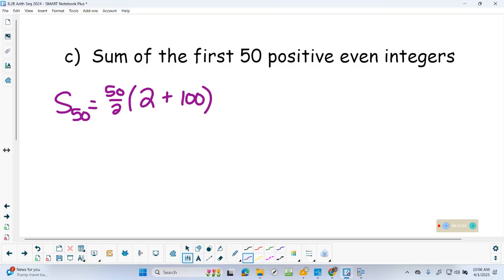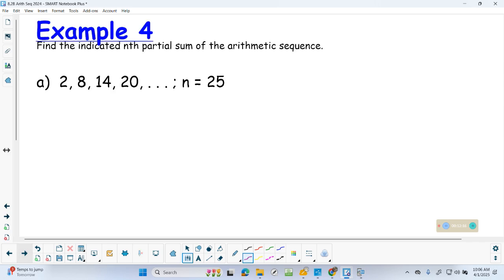All right, punch that in the calculator. Let's get this up. Got it. Piece of cake. Okay. So that one for sure, the formula is beneficial. I don't want to write out 50 numbers and add them. Who's got time for that? All right, find the indicated nth partial sum. Okay, all right. 25 terms.